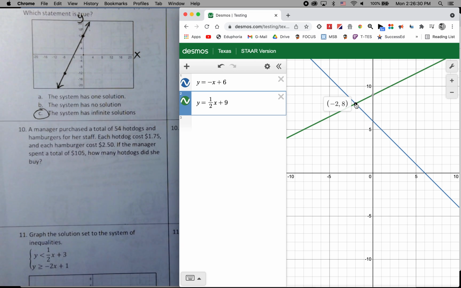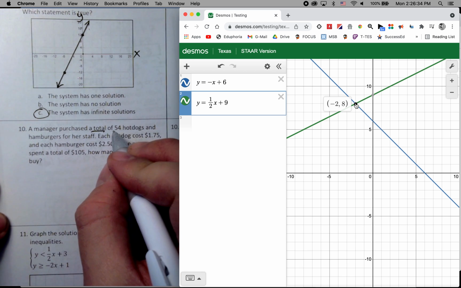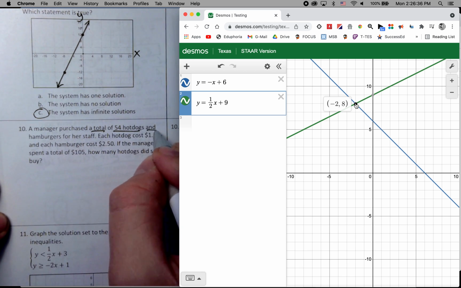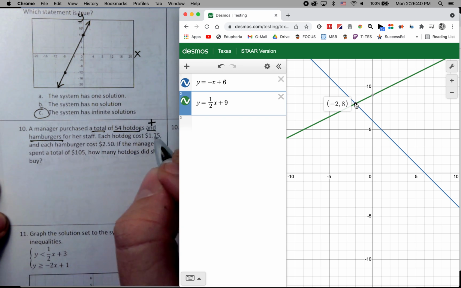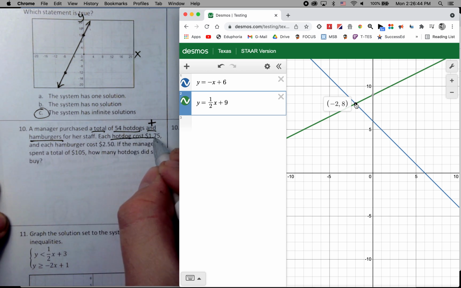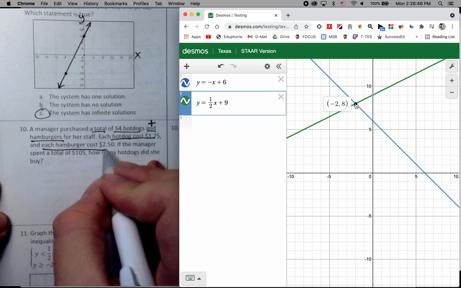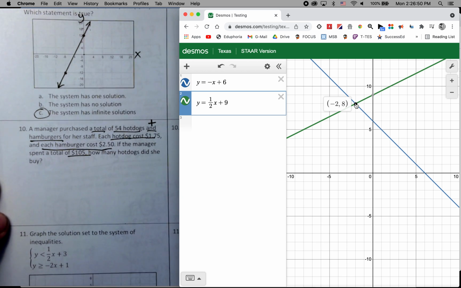2 more. Number 10. A manager purchased a total of 54 hot dogs and hamburgers. Remember, and means plus. Each hot dog cost $1.75. Each hamburger cost $2.50. The manager spends a total of $105. How many hot dogs did she buy?